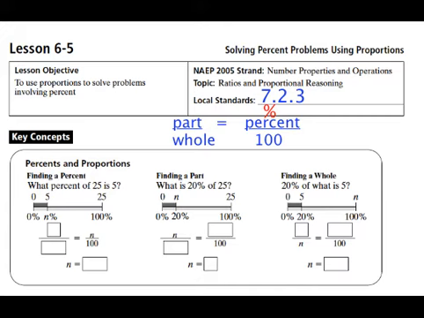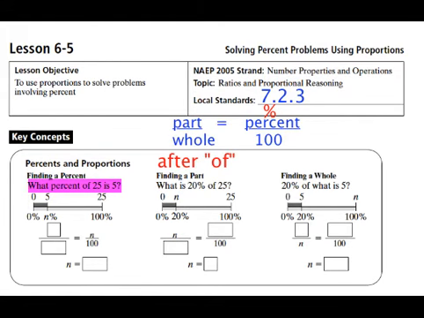The whole is always going to come after the word of. And the part is not after the word of and doesn't have a percent. So as we go through these, I think it'll make a little bit more sense. But remember, whole comes after the word of, and percent has a percent sign in the problem. Once you identify those two, then it's easy to figure out if you know the third part, which is the part. Let's take a look at the first one, finding a percent.